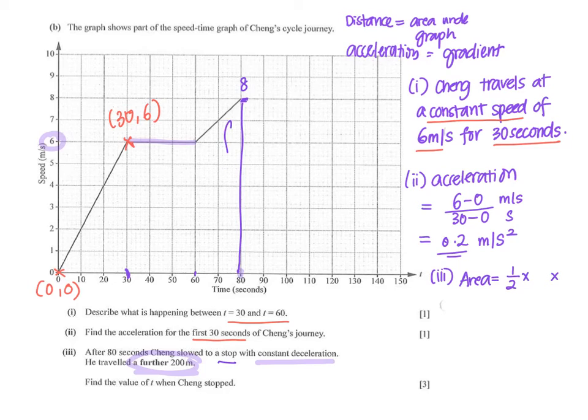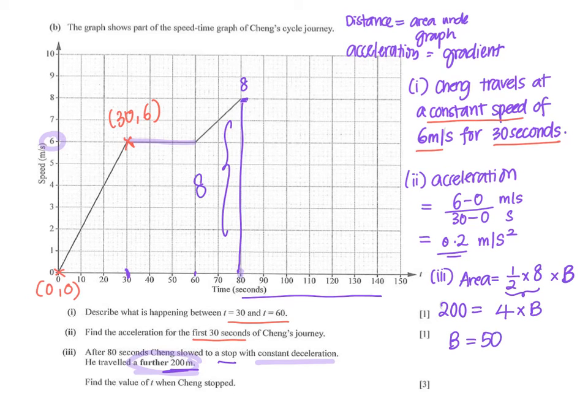So this height over here will be 8. So half times 8, and the change of time, which is the distance I need to know, that will be the base. The area is now given to be the distance. 200 is made up of half times 8, which is 4, times the time taken, which is the base that we want to find. And therefore, the base that we want to find is 200 divided by 4 to give me 50. That means time taken is 50 seconds.